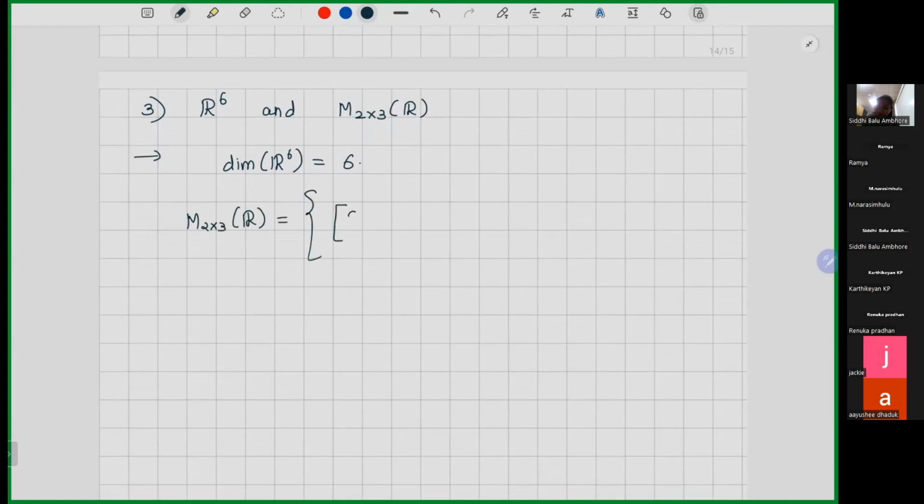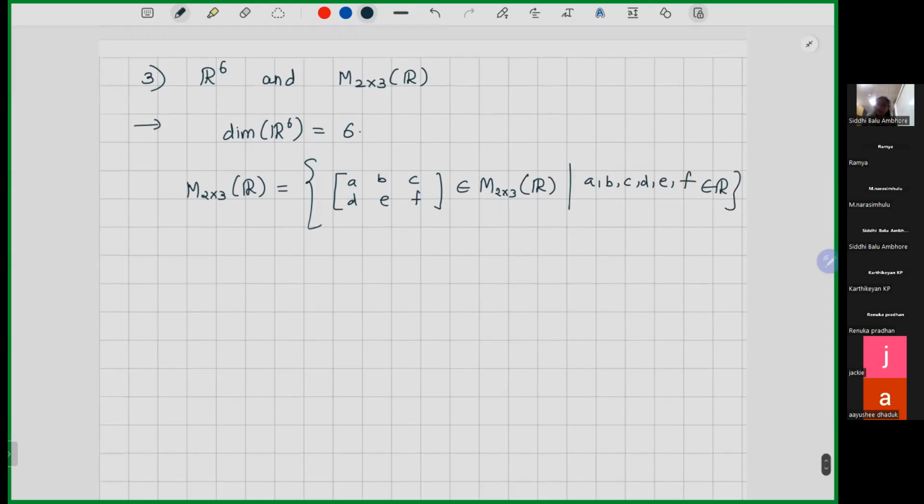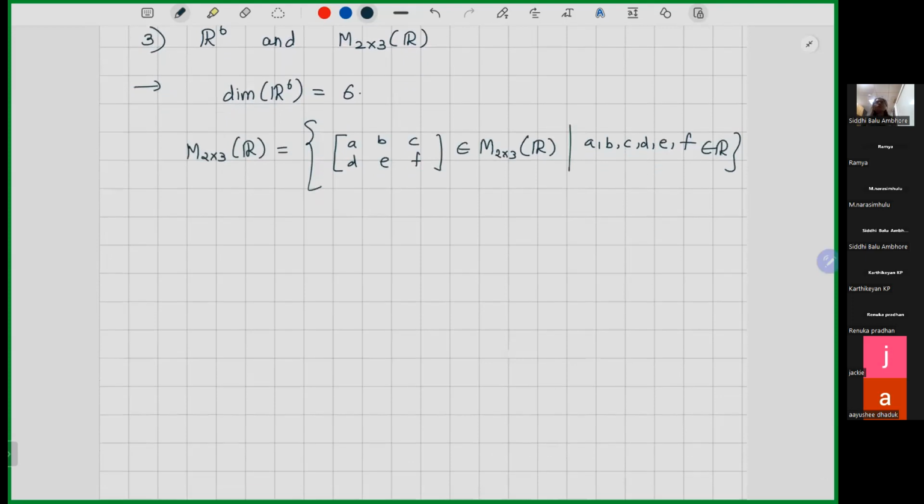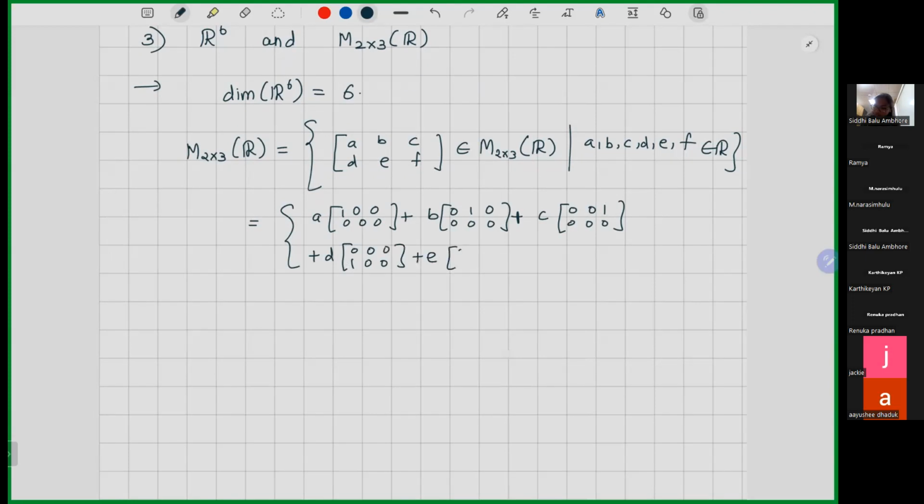This is matrices of this kind. A, B, C, D, E, F belongs to M2 cross 3, 2 rows and 3 columns, such that A, B, C, D, E, F are in R. This was not needed, but okay. If I want to split this, this is A times 1 0 0 0 0 0, plus B times 0 1 0 0 0 0, plus C times 0 0 1 0 0 0, plus D and so on for all the entries, such that A, B, C, D, E, F are from R.